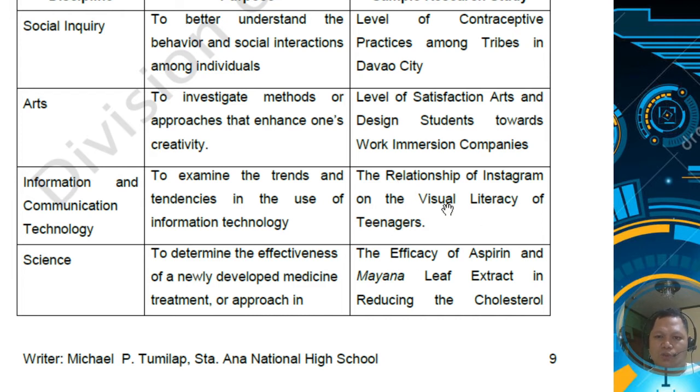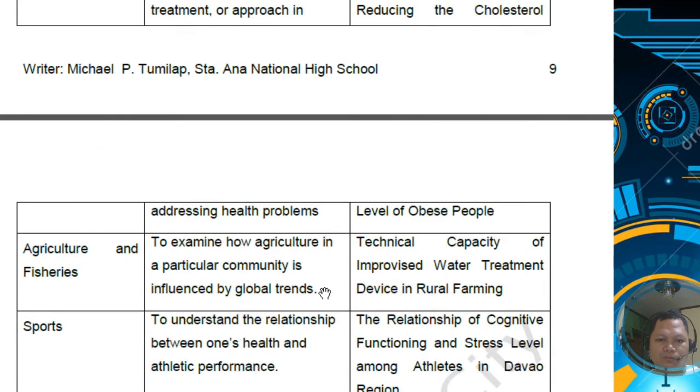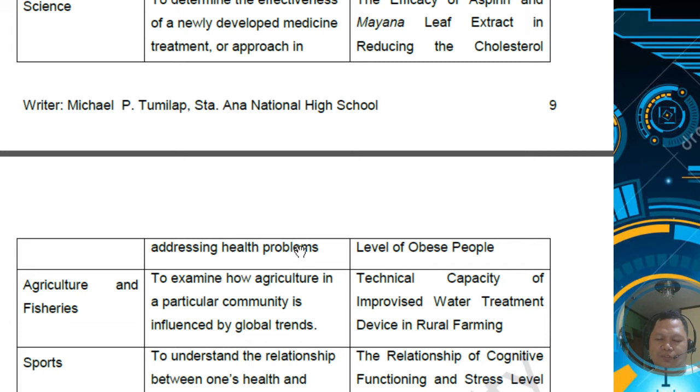I want you to familiarize yourselves with how the title of a quantitative research is framed. Look at this third column here; these are the titles of their studies. Then the field of science is to determine the effectiveness of a newly developed medicine, treatment, or approach in addressing health problems. The sample study is the efficacy of aspirin and mayana leaf extract in reducing the cholesterol levels of obese people. So this is science.